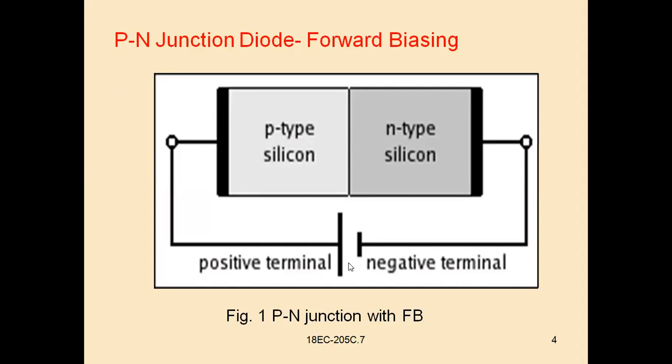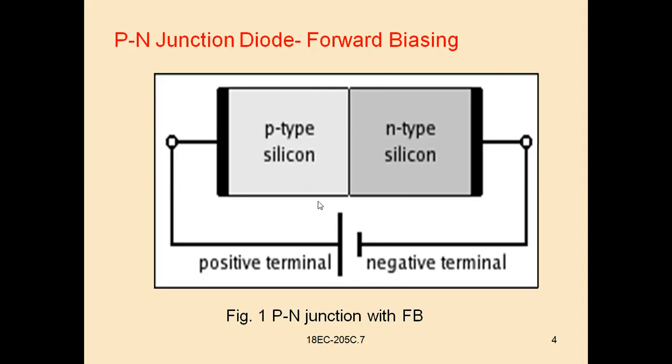This is the battery. For this p-n diode, an external voltage is connected. This is biasing. So what type of biasing is this? This type of biasing is forward bias. Let me tell what is forward biasing. If this is the positive terminal and this is the negative terminal.